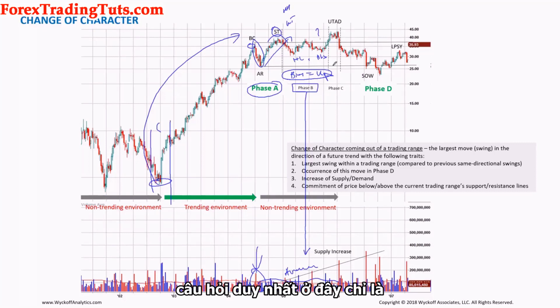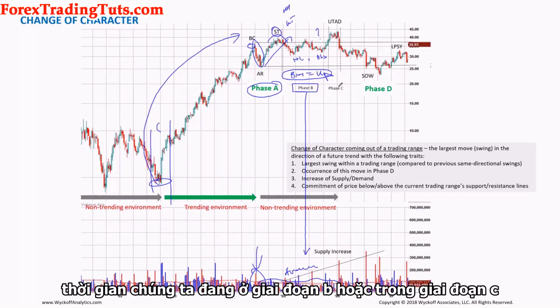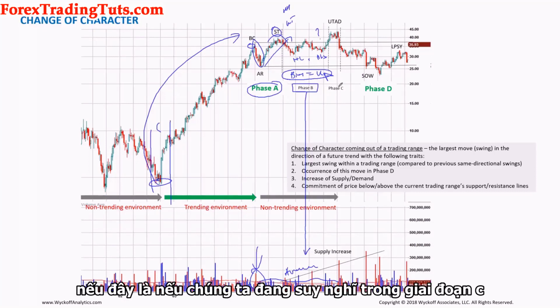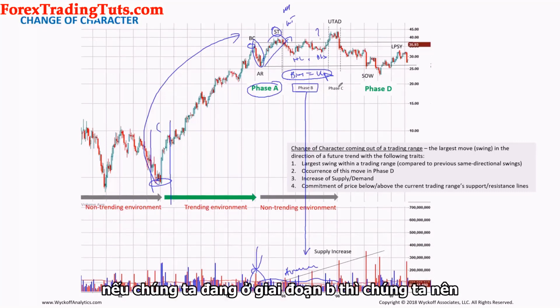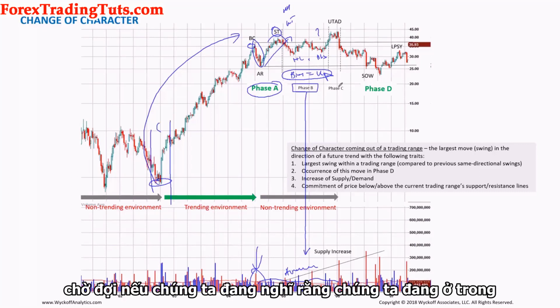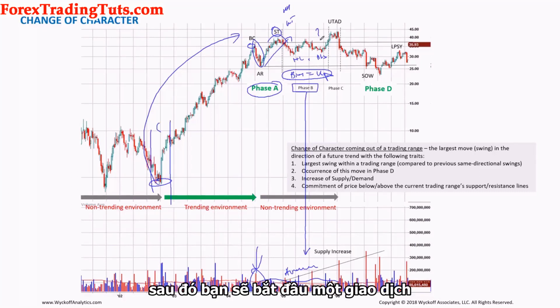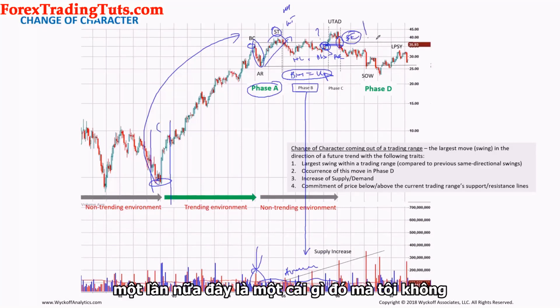The only question here is just the timing. Are we in phase B or in phase C? If we are in phase B, then we should wait. If we're thinking that we are in phase C, then you're going to originate a trade somewhere here. And your point of exit is going to be this bar right here. So basically, you're going to have a break-even trade. Again, this is something that I don't mind for my own trading and for the trading of my students.